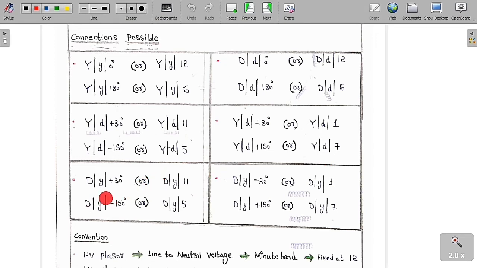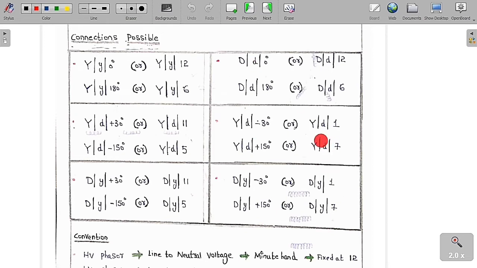Again, the star-delta we have seen. Now, delta-star. In delta-star also we can get plus 30, minus 150, minus 30 and plus 150. Plus 30 means, as I have already told you, 11 o'clock. Minus 150 means 5 o'clock. Minus 30 means 1 o'clock. Plus 150 means 7 o'clock. So these are the types of connections you are going to get.